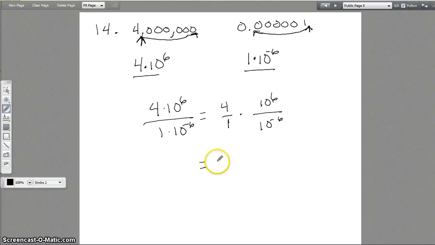So 4 divided by 1 is just 4. 10 to the 6th divided by 10 to the negative 6 is 10 to the 6th minus a negative 6. Remember, when you subtract a negative, that's the same as adding. So we get 4 times 10 to the 12th. And that is how many times greater or how many times heavier the tree is now than the seed from which it grew. So this is number 14, which is like number 25. And that is all for Chapter 8, Lesson 5.